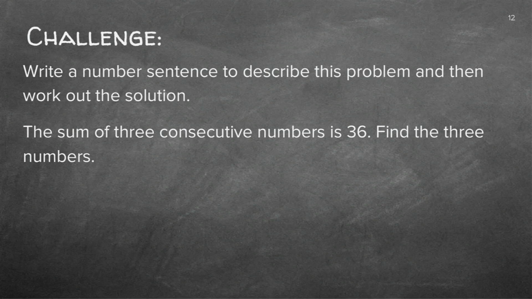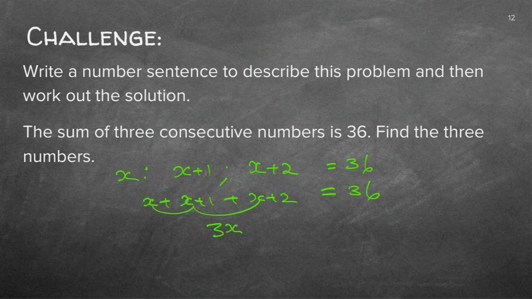Let's see who's managed. So let's say our variable is x. So we've got x. Then the next number would be x plus 1. And then the next number, because it's consecutive numbers, right? So the next number will then be x plus 2. And this will be equal to 36. So we can say x plus x plus 1 plus x plus 2 equals 36. So we can say 3x plus 3 equals 36.